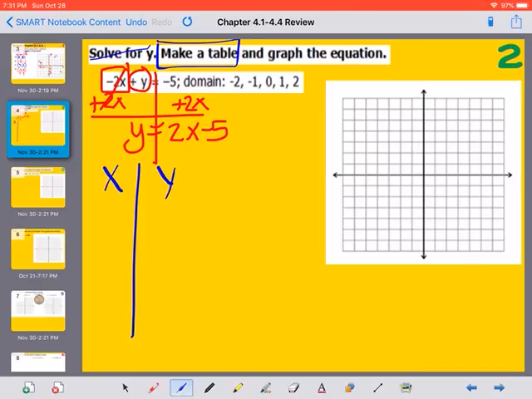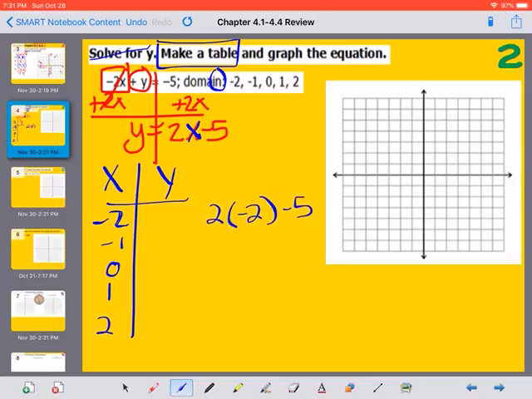X, y. So first, our domain, what we're going to plug in, we have -2, -1, 0, 1, and 2. So first I'm going to plug in a -2 for x. So we have 2 times -2 minus 5. Well, 2 times -2 is -4. -4 minus 5, they're all negatives, so that gives us a -9.